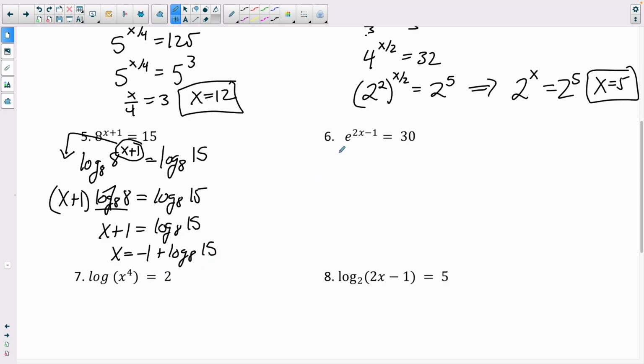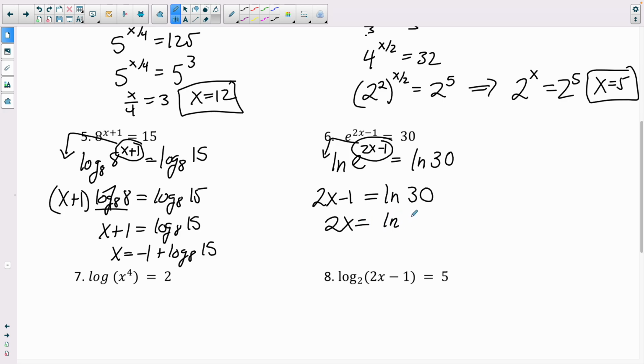Number 6, e to the 2x minus 1 equals 30. So I'm going to take the natural log of both sides. This allows me to move my exponent down. And the natural log of just e is 1, so I don't need to write it. Now I'm going to add 1. Notice this 1 is not part of my natural log. It is the number 1. It's not added to the 30. Divide by 2. x equals (natural log of 30 plus 1) over 2.